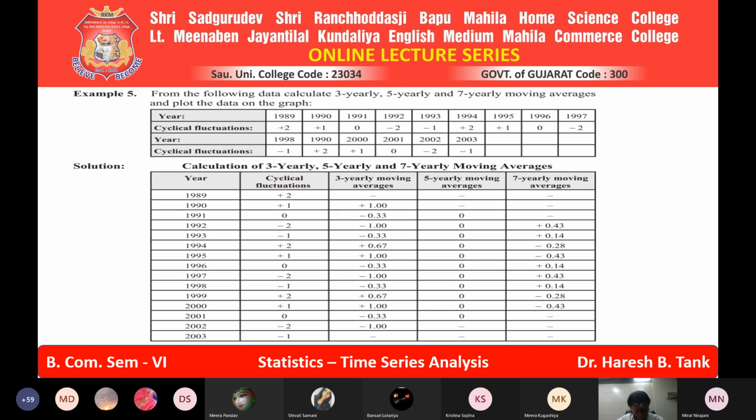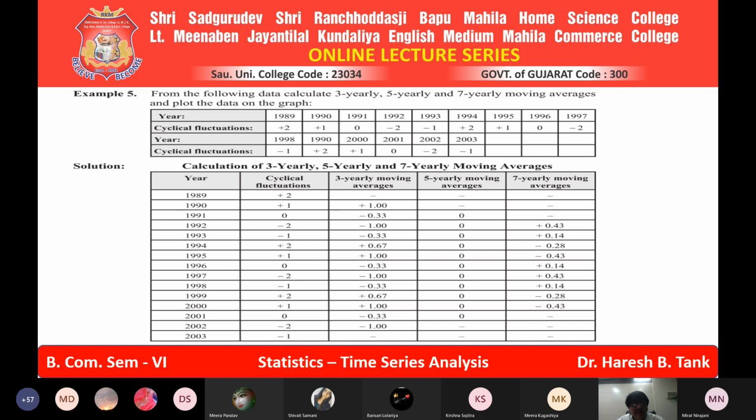Yes, sir. Okay. Now skip the first 2 years, 1989 and 1990. Now you have to bunch 3 years as 1991, 92 and 93. 91 is 0, 92 is -2, 93 is -1. So making a sum of these three, it becomes -3. -3 divided by 3 becomes -1. So you have to put it against 1992 as -1. Similarly, proceed for all the years.